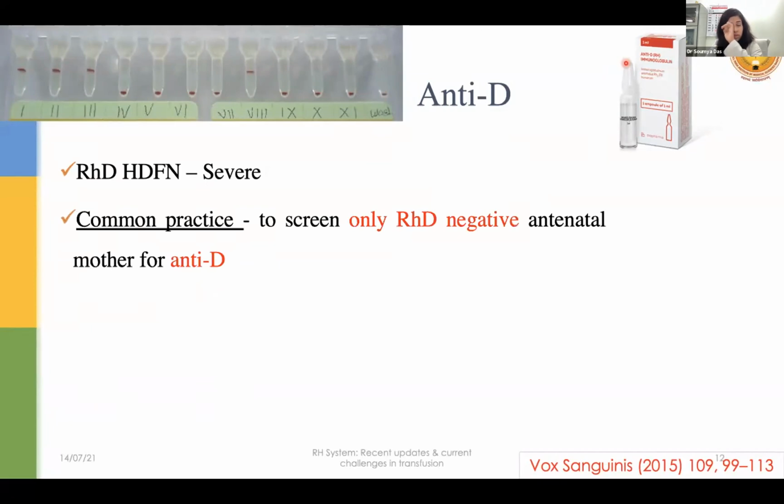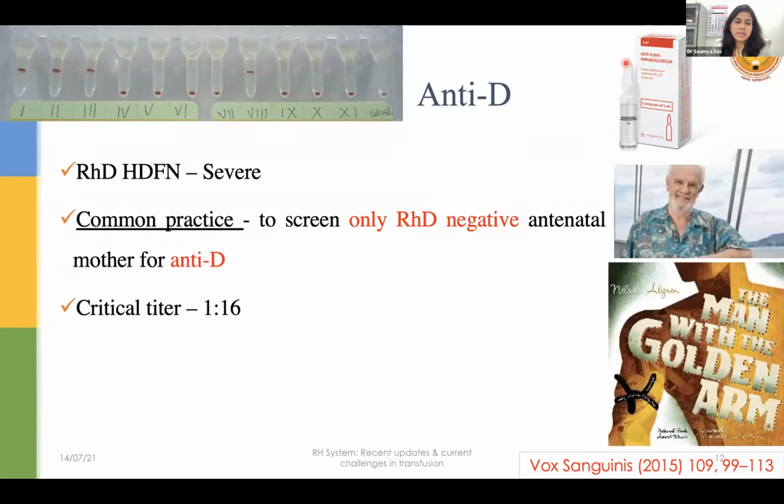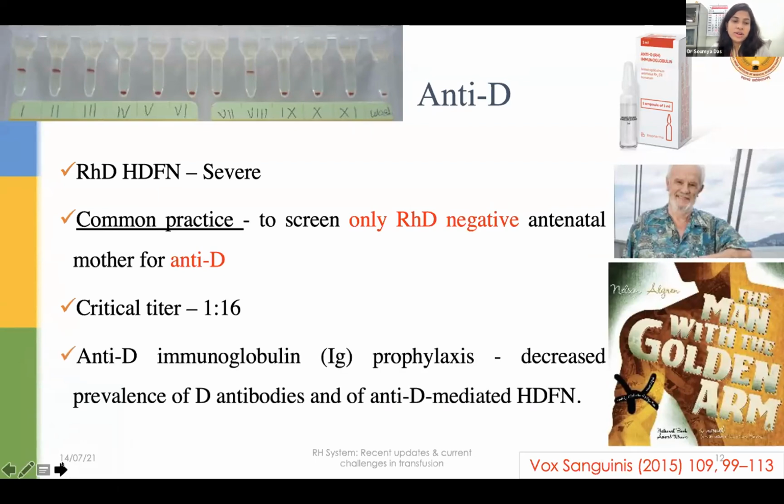And since it causes most of the HDFN, it is a very common practice in many parts of the developing world to just screen Rh D negative antenatal mothers for anti-D. From lab to lab, the critical titer has been defined as 1:16, which is very lab specific. Rh D immunoprophylaxis has become a boon, which has helped in decreasing anti-D prevalence. However, it still remains one of the major causes of morbidity and mortality, and cases are seen in approximately 1 to 3 in 1,000 D negative pregnant women.